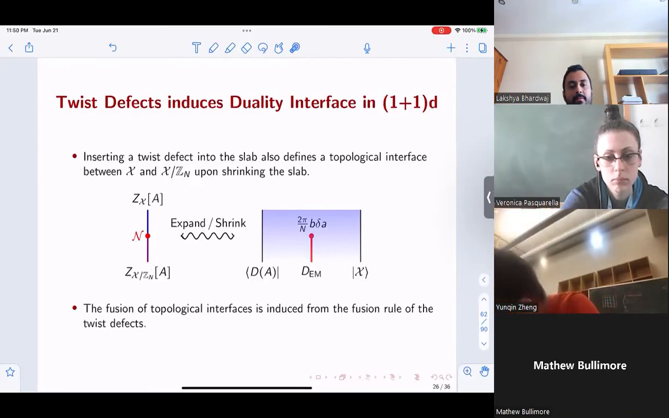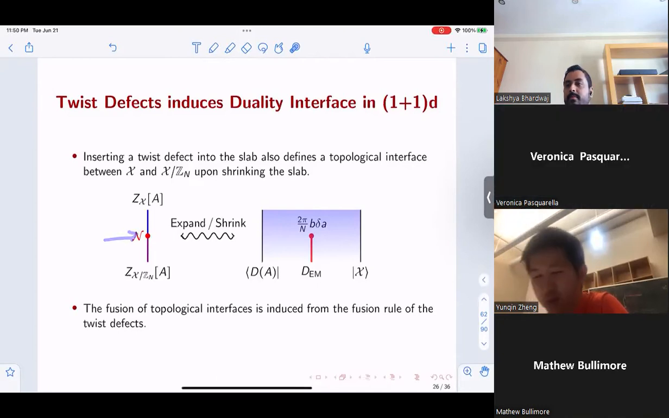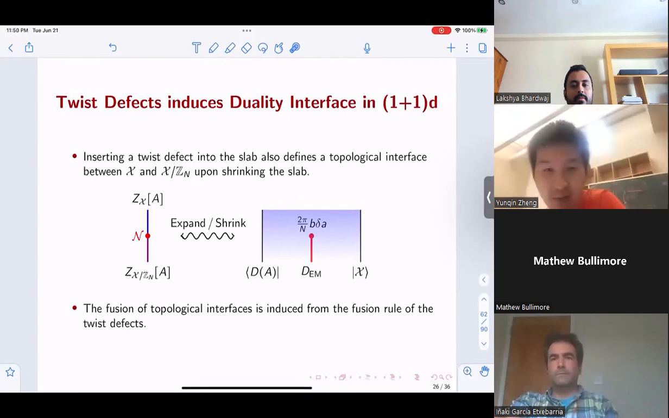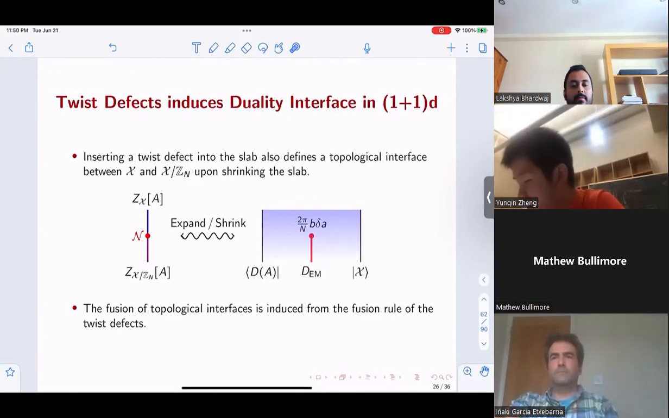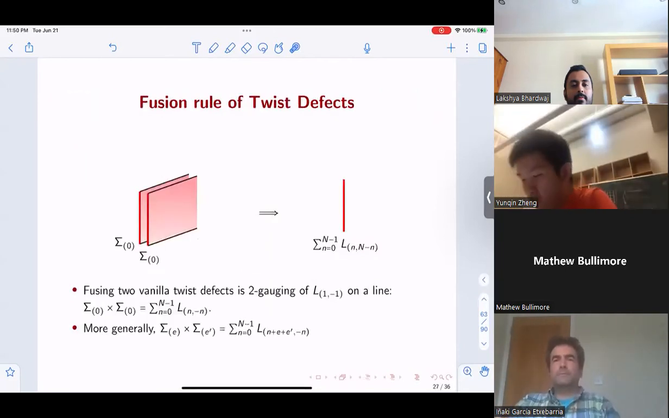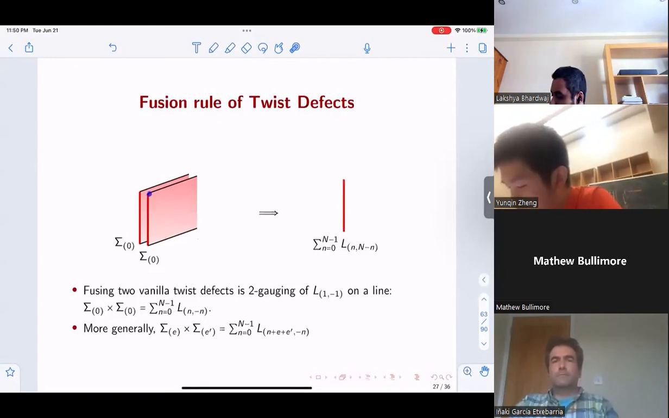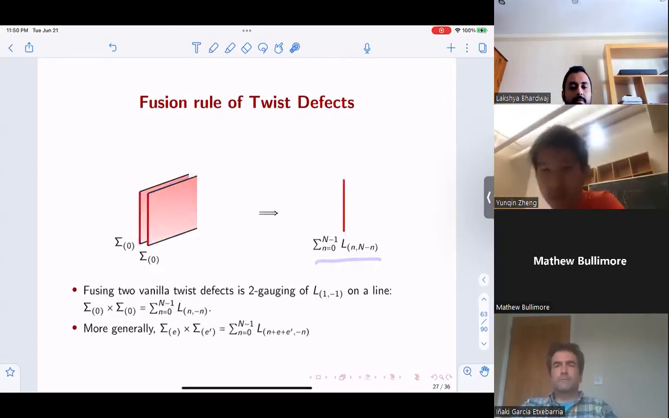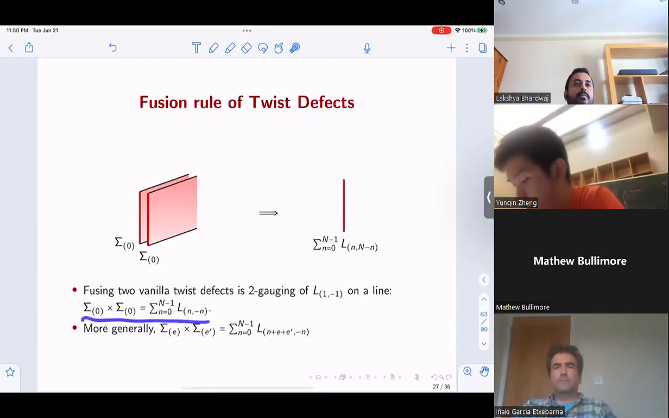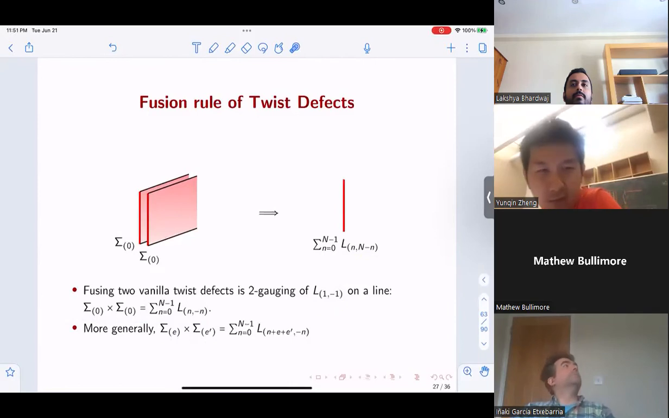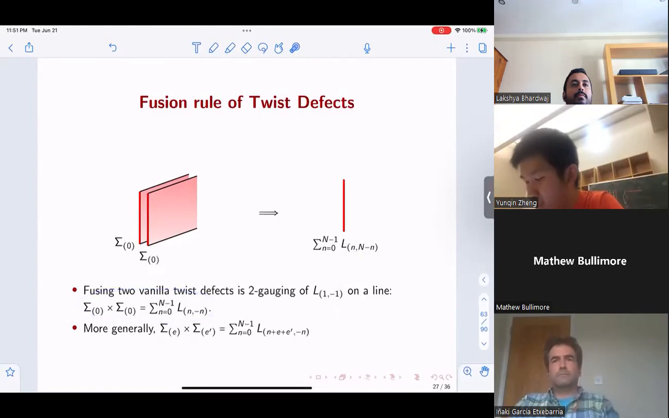So now, because we want to consider the fusion rule of this topological interface, and it turns out that the fusion rule of topological interface can be induced from the fusion rule of the twisted defect. So let's first talk about the fusion rule of the twisted defect. As we said, the twisted defect is just the one gauging of this 1, -1 defect on half of the codimension 1 surface. If we fuse the two of such defects together, we just get a two gauging of the symmetry generated by the same operator. So we immediately get this fusion rule. And further, the fusion rule of more other variants of the twisted defect can be obtained from this one by further fusing the invertible defect.